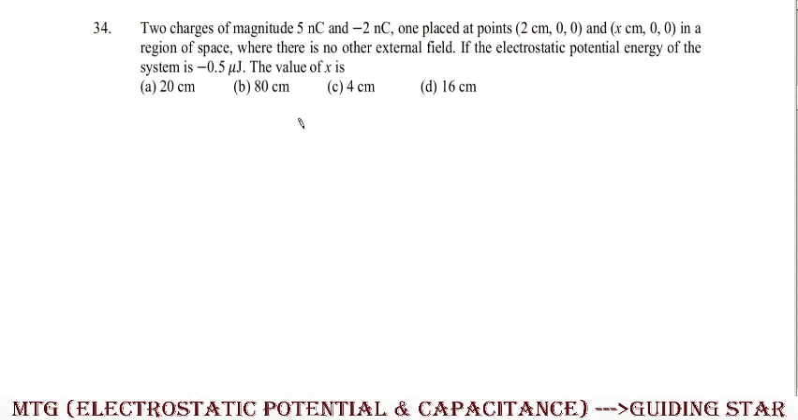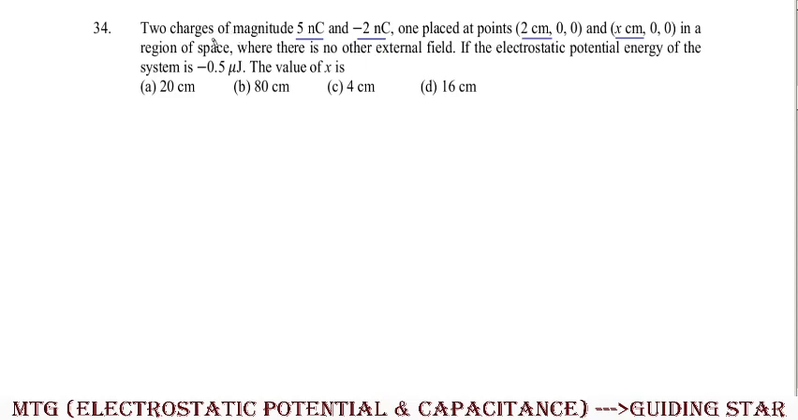Next, in question number 34, two charges of magnitude 5 nanocoulomb and minus 2 nanocoulomb, one placed at 2 centimeter and x centimeter in a region of space where there is no other external field. Clear? So this only, that means in a space there are only two charges, no external field is there. Clear? So two charges, one is 5 nanocoulomb and another is minus 2 nanocoulomb, and they are placed one after another. That means first one is placed at plus 2 centimeter and another one is placed at plus x centimeter, that means along the positive x direction.